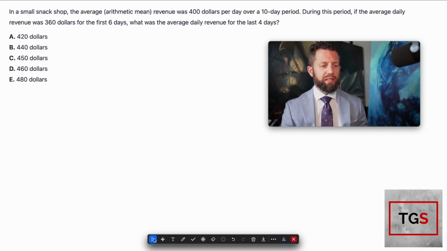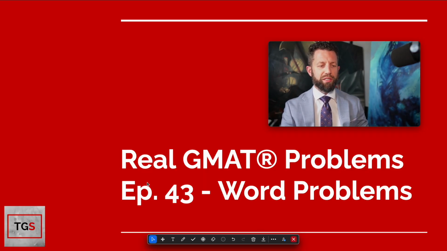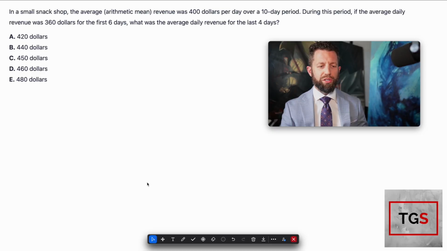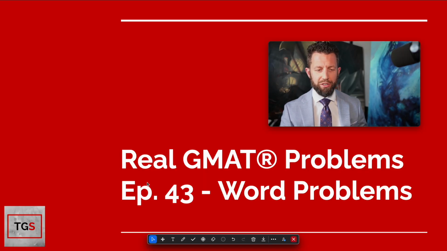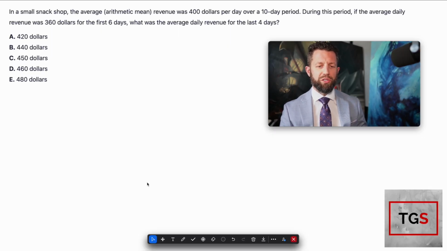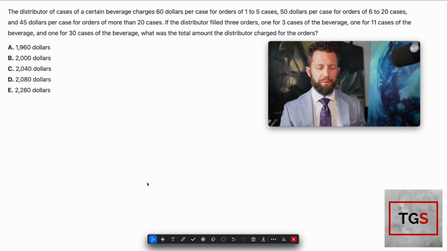Problem number 2 says the distributor of cases of a certain beverage charges $60 per case for orders of 1 to 5 cases, $50 per case for orders of 6 to 20 cases, and $45 per case for orders of more than 20 cases. If the distributor filled 3 orders, one for 3 cases of the beverage, one for 11 cases of the beverage, and one for 30 cases of the beverage, what was the total amount the distributor charged for the orders?